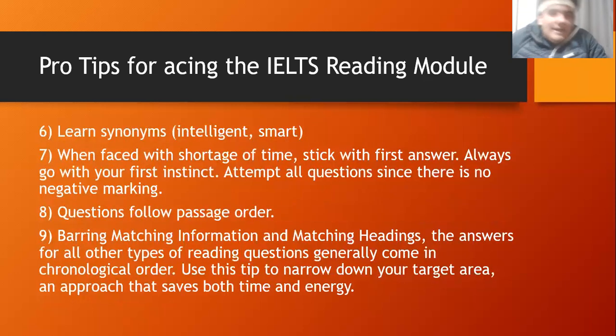Next up, learn synonyms. For example, in the reading passage, it says intelligent, and in the question, let's say it says smart. You don't need to panic, because intelligent and smart are the same thing. Similarly, happy, jovial, arrogant, condescending. These are some synonyms.